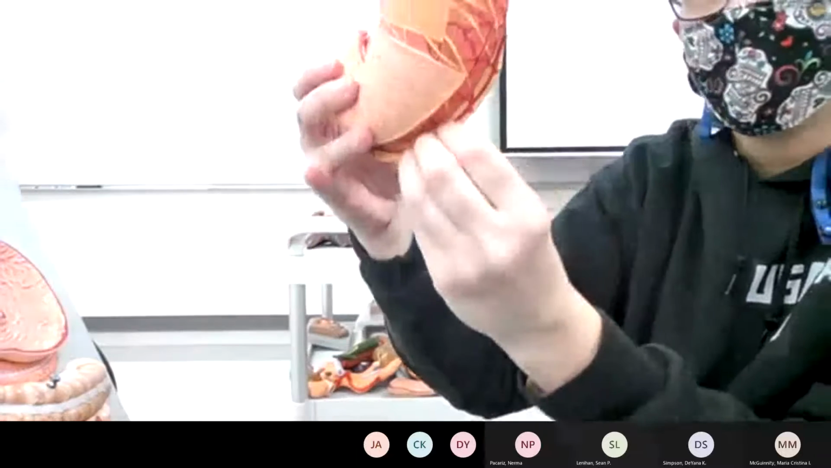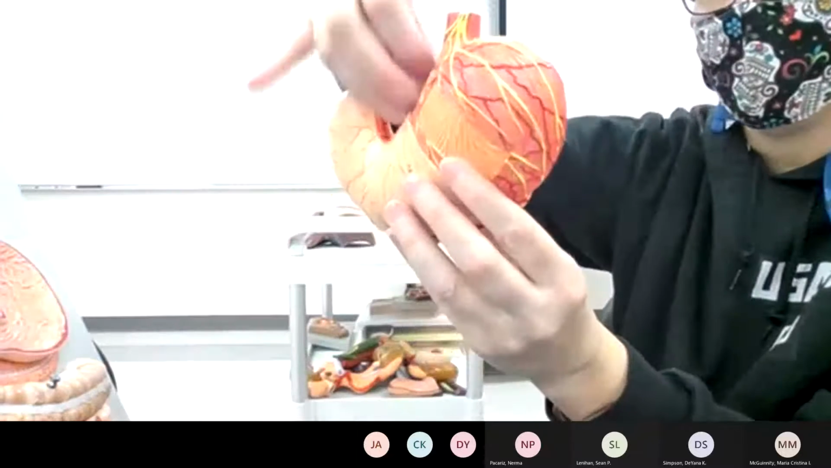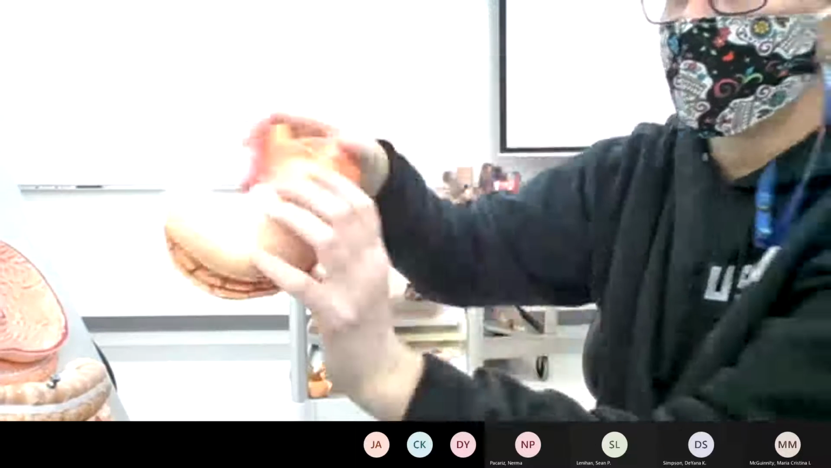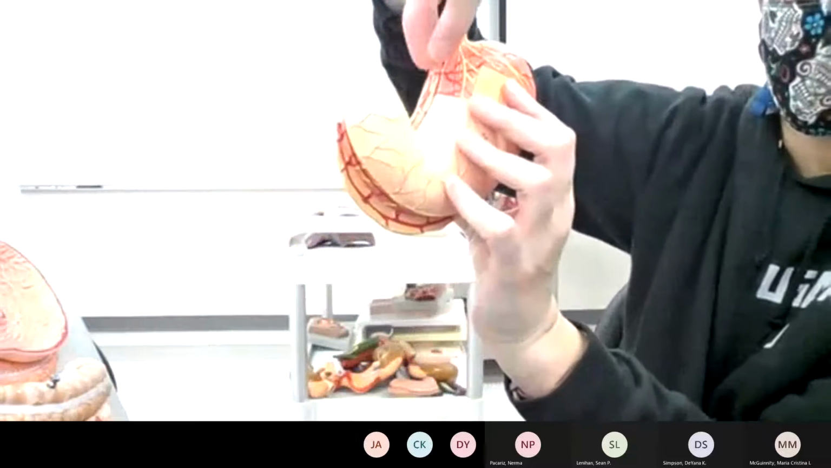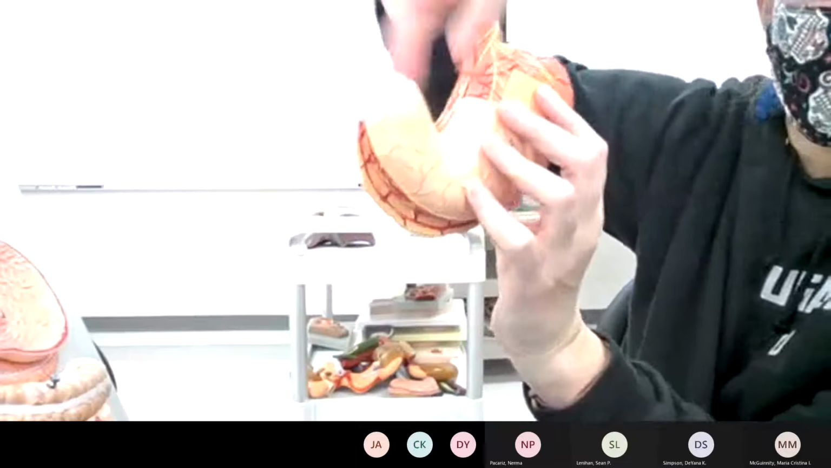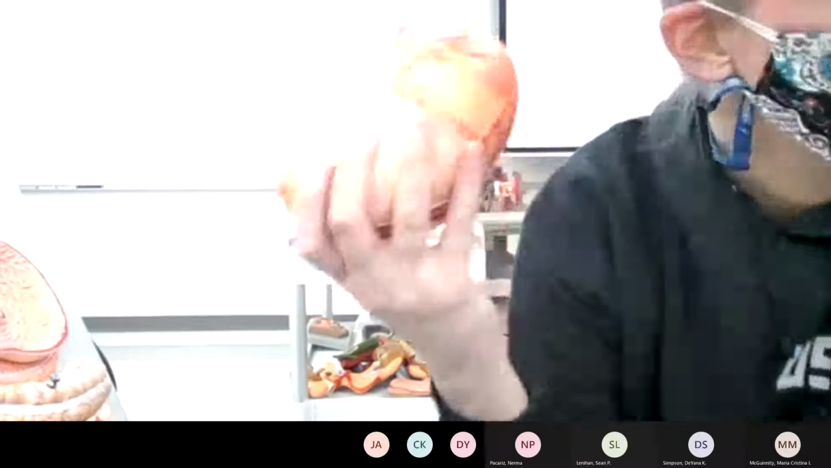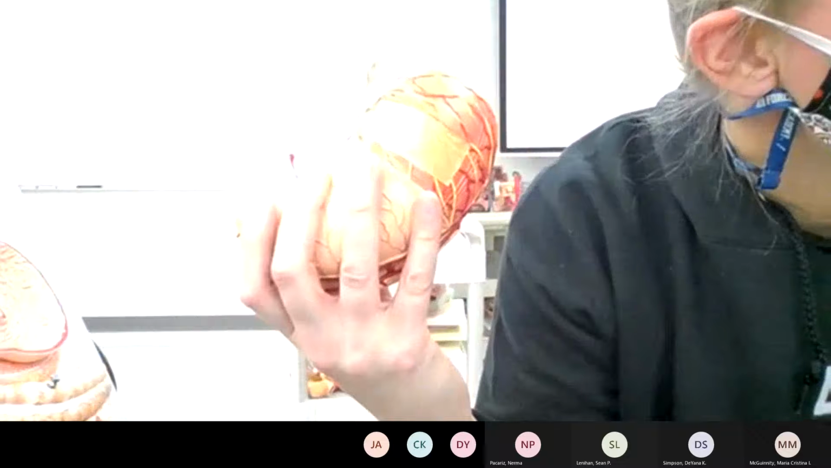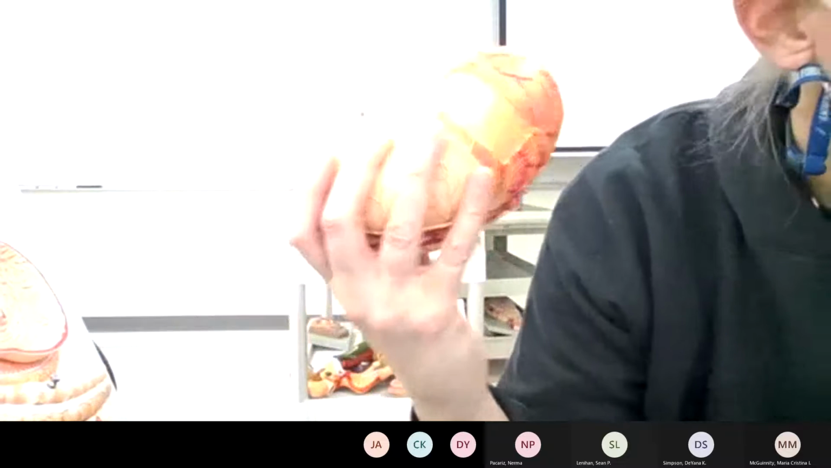So this is the greater omentum, the one that comes off here. The one that would attach and play a little bit of holding in its spot and then helping to hold the liver in its spot, that's the lesser omentum. Okay, I think I got that.